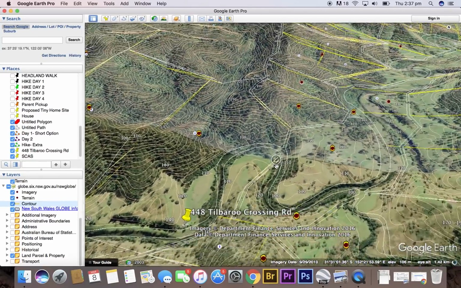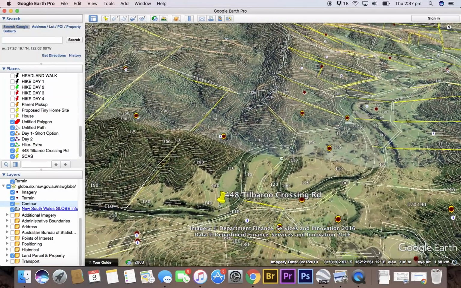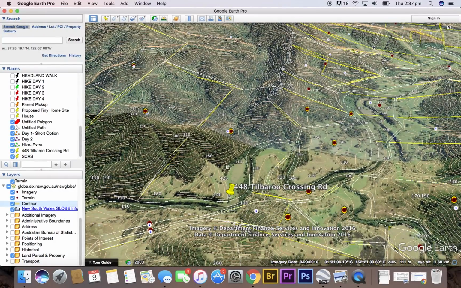So how might the physical characteristics, the form and shape of the property and the landscapes within this property shape the types of natural hazards that may threaten this property? I want you to have a think about that, and also consider what knowledge you've gained already by looking at those different sources and links about the factors that contribute to different types of hazards. And then think about what threats might there be for 448 Tilbury Crossing Road.